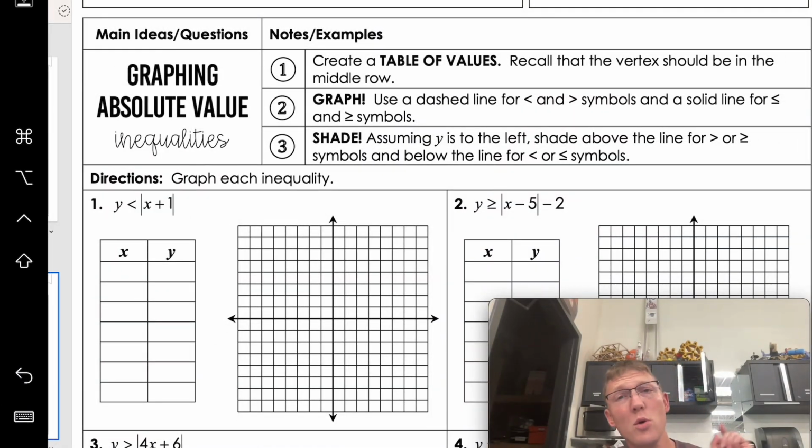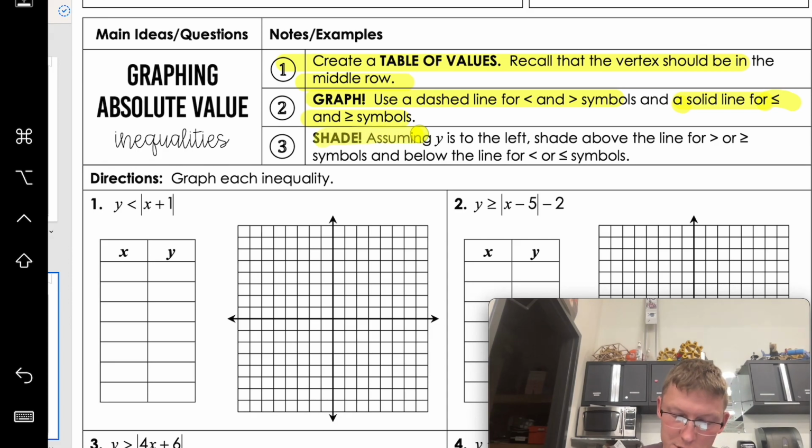So now that you're an expert at graphing absolute values, let's add one more component. What happens if it is an inequality as well? Now we'll do the exact same thing that we did earlier. We're going to create a table of values, finding the vertex. You should probably find the vertex first. Then we'll graph. We're going to use a dashed line for the less than or greater than, and a solid line for the less than or equal to, or greater than or equal to symbols.